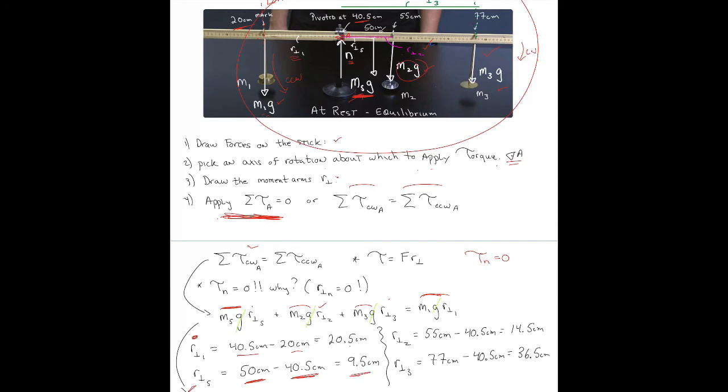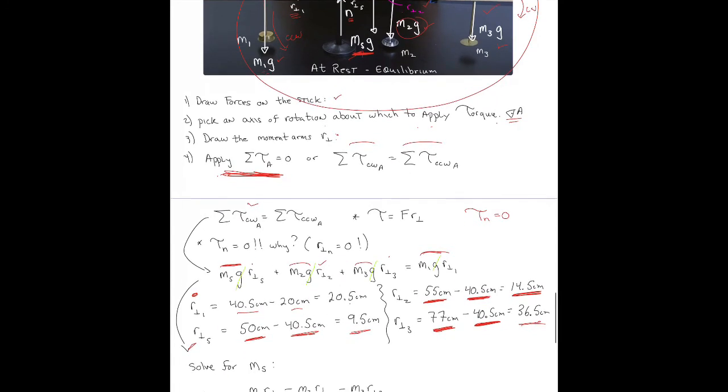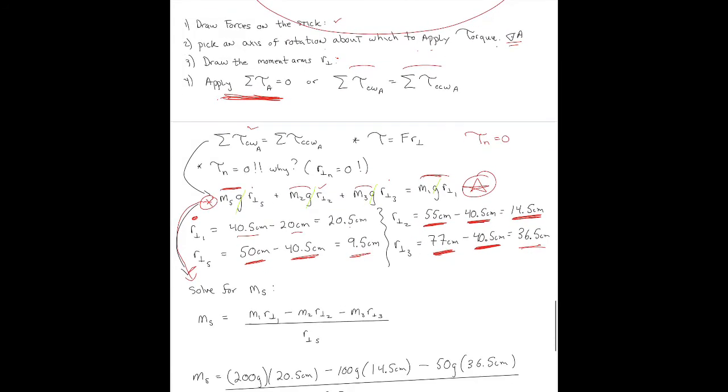For M2, M2 is hanging at the 55 mark, but the pivot point is 40.5, so that's my R perpendicular 2. And then mass number 3 is hanging at 77. All the moment arms are drawn from the axis of rotation, which is 40.5. So that moment arm is that. Then what I did is I took this expression and solved it for the mass of the stick. Just do the algebra. Then I put in each mass and each moment arm, and I found the mass of the stick.